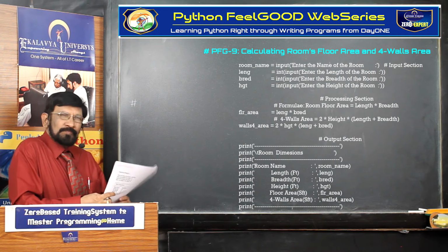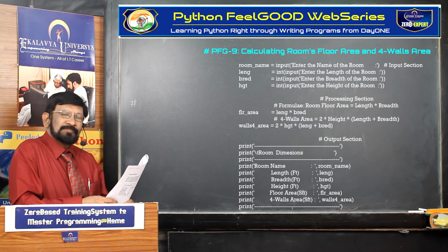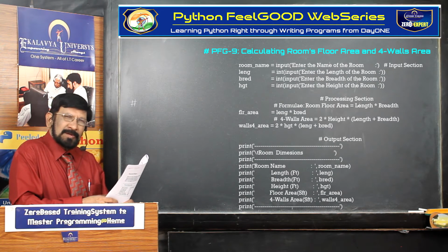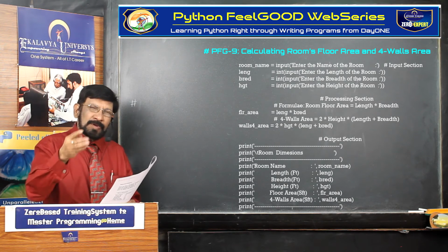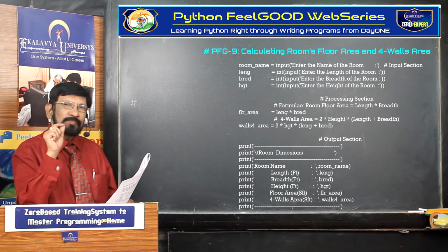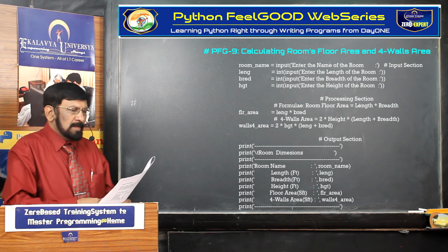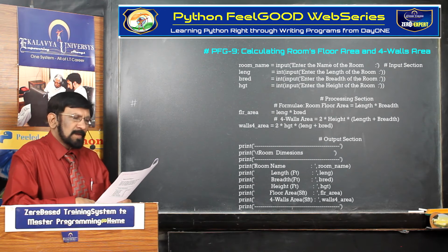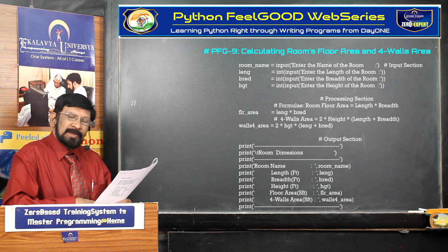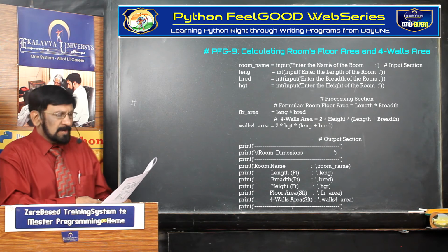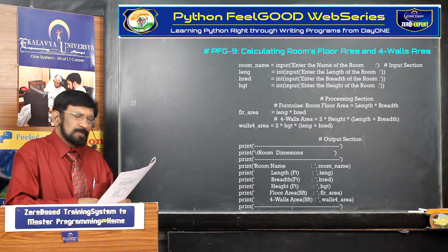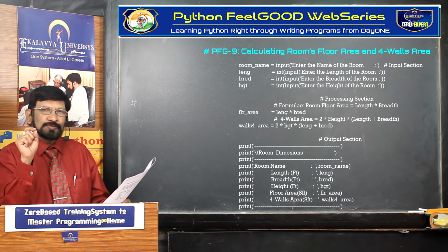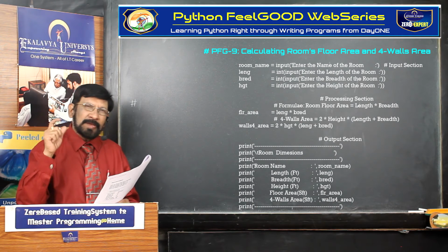Thereafter, room name. Actually, if you give just name, immediately we think of an individual person's name, so you write room underscore name. Thereafter, length, breadth, and height. As far as the remaining 3 are concerned, first, room name is a string, so no conversion is required. Length, breadth, and height are integer values, that's why I use the int function. If you want to make it float, you make it.